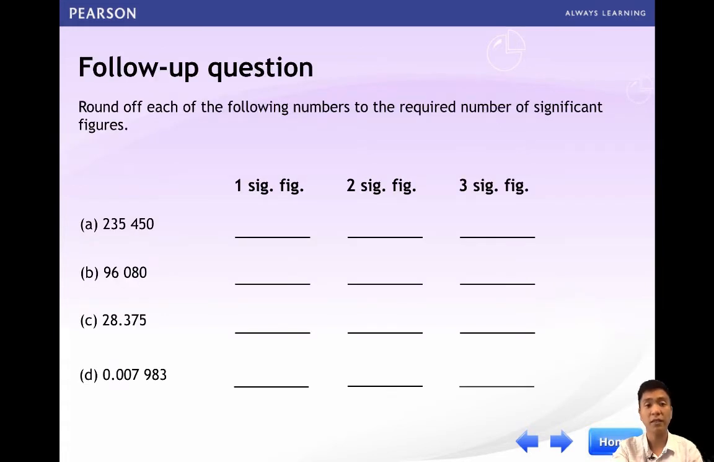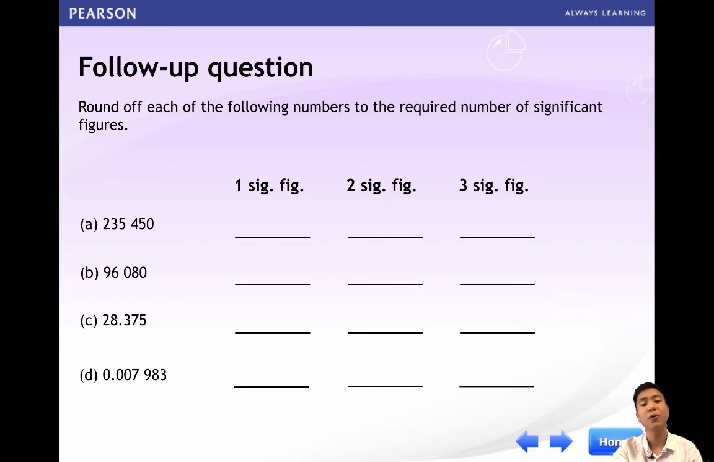So try to look at these four questions. For these numbers A, B, C, D, you have four numbers. Try to round off each of them to one significant figure, two significant figures, and three significant figures respectively.